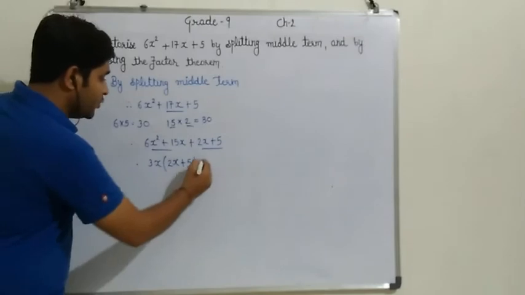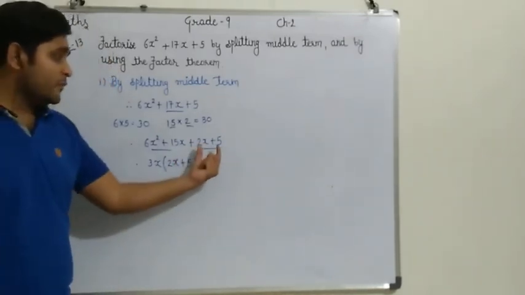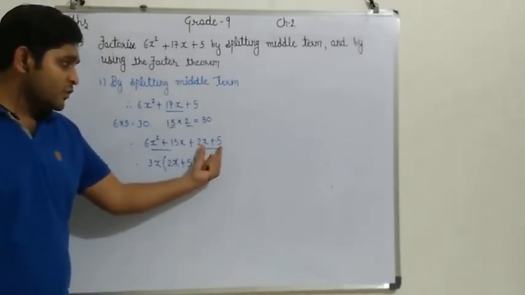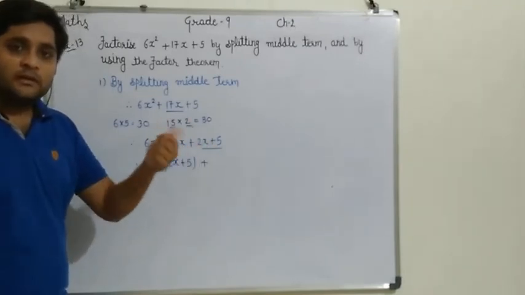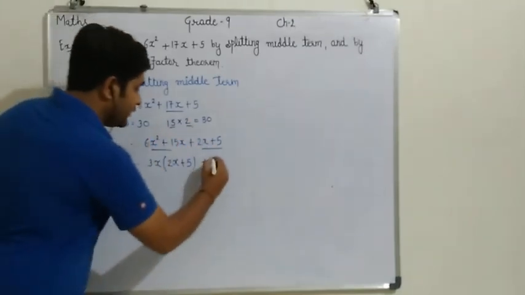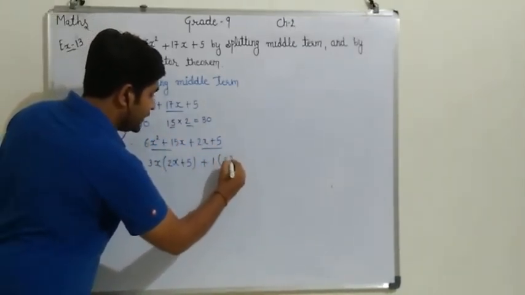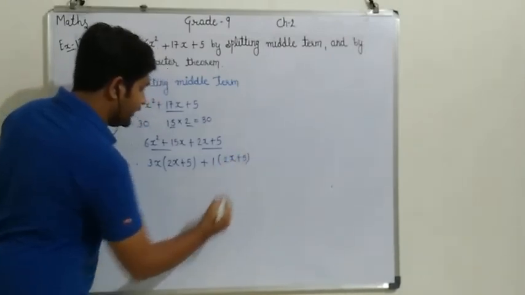Same process you do over here with the other two terms. 2x plus 5. From these two, I can take nothing common except 1. So take 1 common, so in the bracket 2x plus 5.